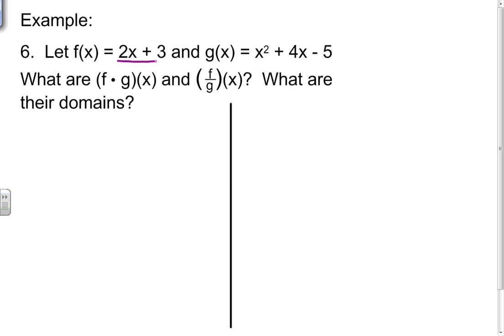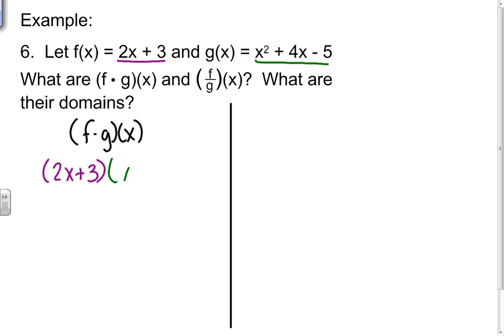Number 6, this is my f function, and that's my g function. First thing I'm going to do is f times g of x, which means I'm going to take 2x plus 3, that's f, times g, x squared plus 4x minus 5. This requires a double distribution. First thing I'm going to distribute is the 2x. 2x times x squared is 2x cubed. 2x times 4x is 8x squared. And 2x times a negative 5 is a negative 10x.